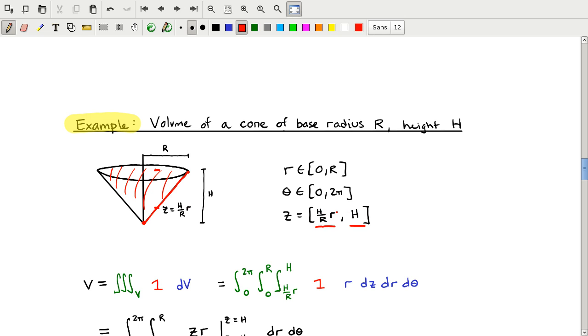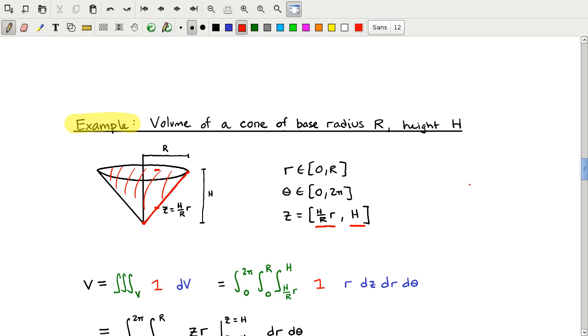If we had just sort of naively chosen 0 to capital H over capital R times little r, which can sometimes be our tendency because many integrals start with 0, but if we had just assumed that, then we would be calculating the volume underneath this cone and not the volume of the cone itself. So that is not what we want to do. We need to be very careful with these z bounds and choose that.